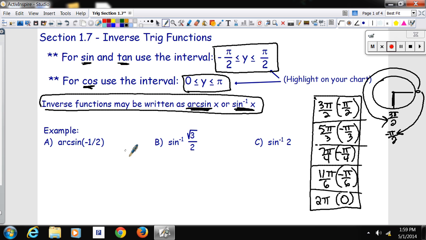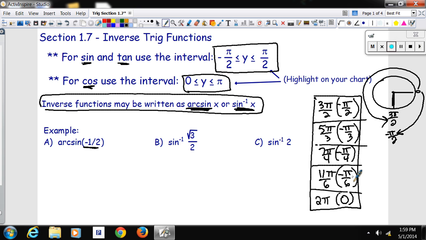So here's what we want to do. We're going to look at example 1. Look at your chart. Go down the sine column on your chart and find out where the -1/2 is. Where is -1/2? There's a -1/2 at 210, which is 7 pi over 6. There's also a -1/2 at 330, which is 11 pi over 6, or negative pi over 6. Which one would we want to use? We want to use the one that's shaded in.